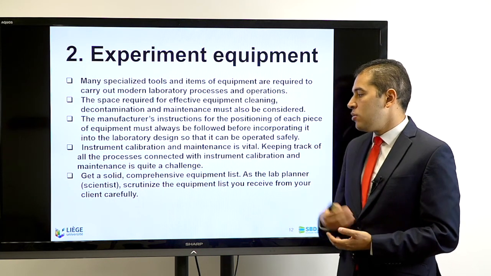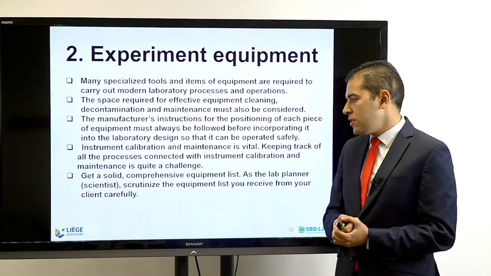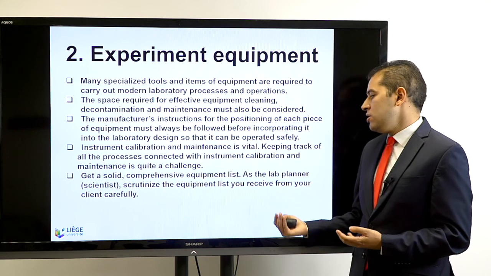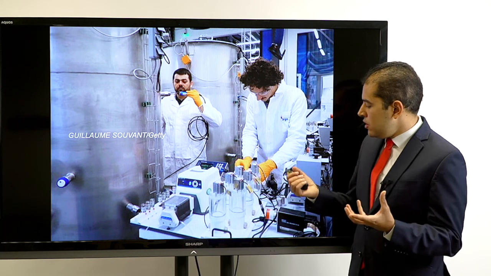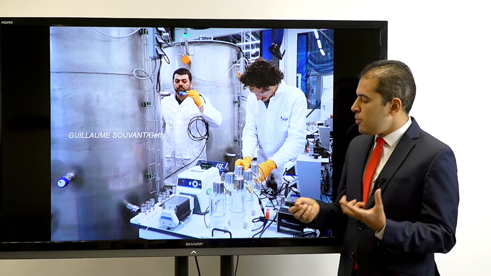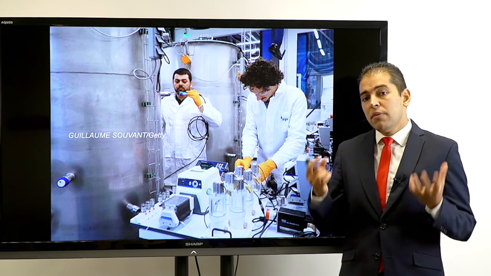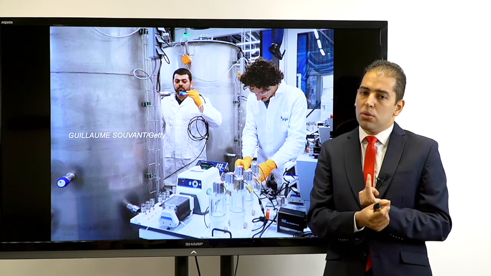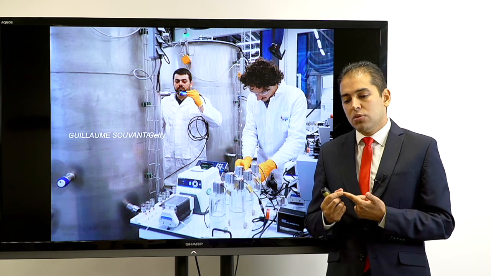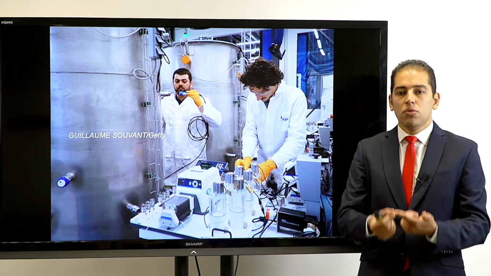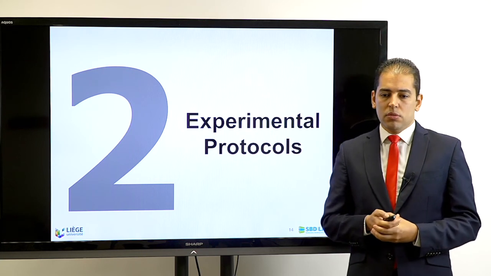And as the lab planner or scientist, in many cases the lab planner or the lab manager are scientists, scrutinize the equipment list you receive from your client carefully. So this is an example of a very busy lab where you can see different people operating and running different experiments, with storage and so on. So this is the environment where we talk about the importance of protocols, and the importance of equipment and their maintenance and the associated training or skills that you need to run this equipment. So let's go more into detail on experimental protocols.